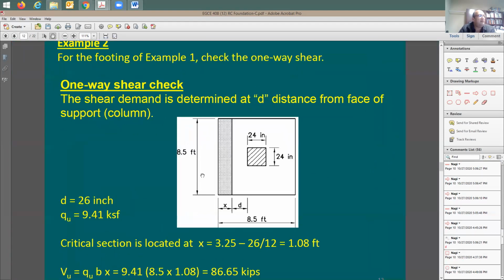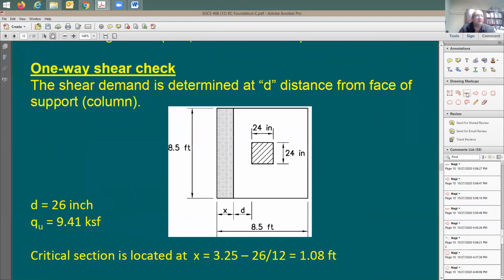So okay, let's look at this. Here's a critical section for moment, for flexure, at the face of support. I'm going to go here D distance away from it because of the picture that I just showed you. And this is now the critical section for shear, at D distance away from face of support.